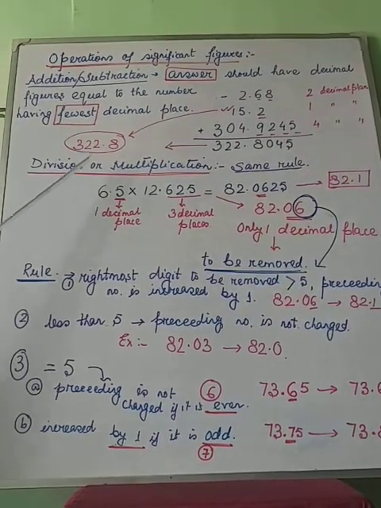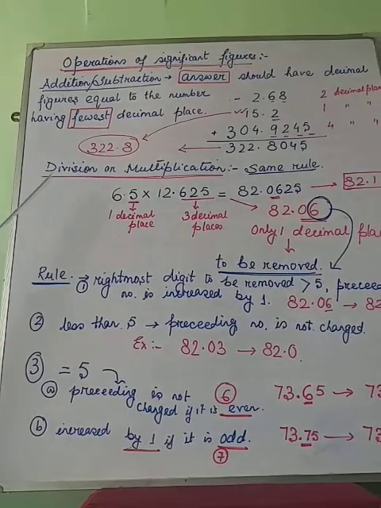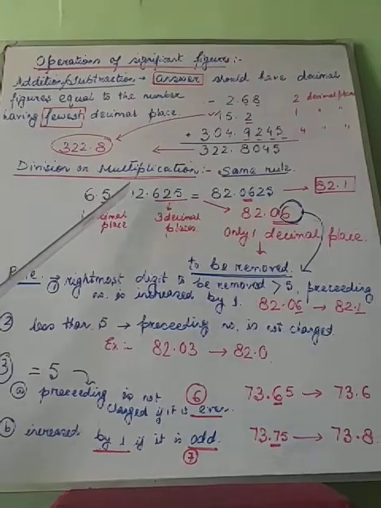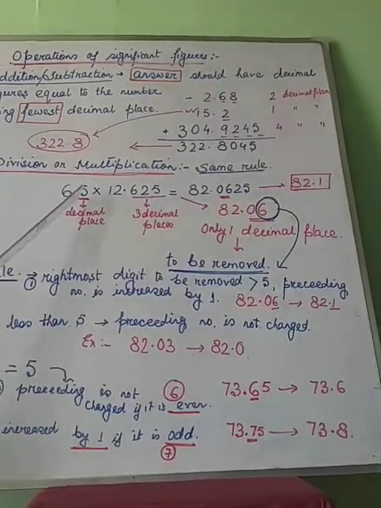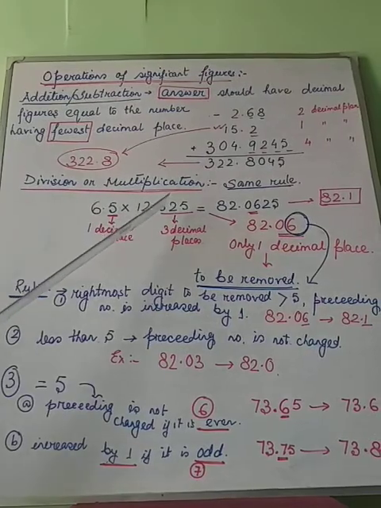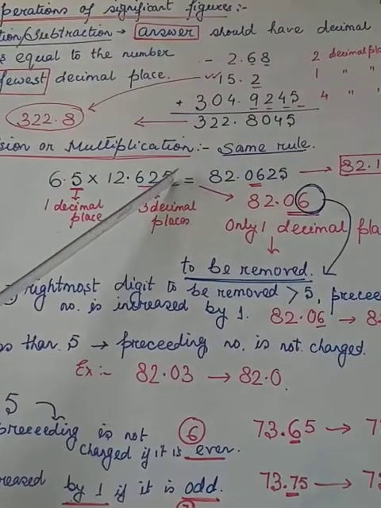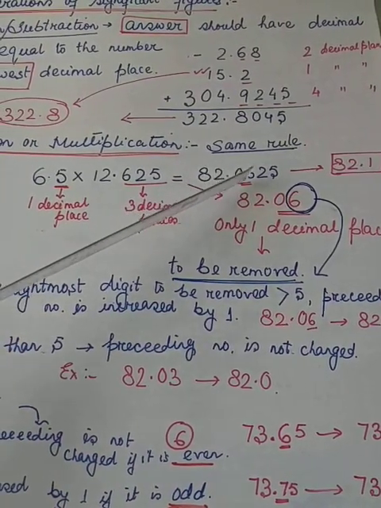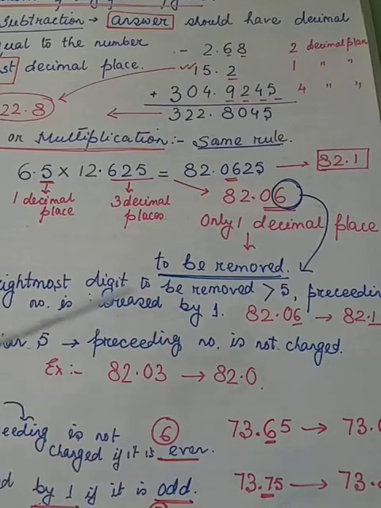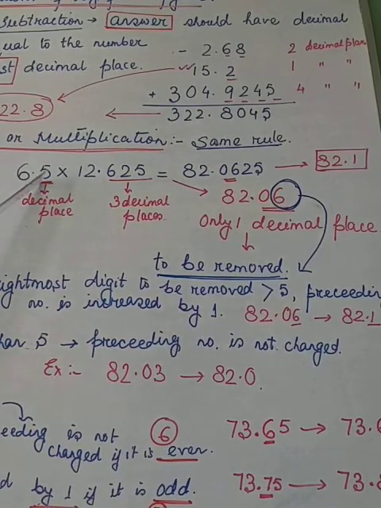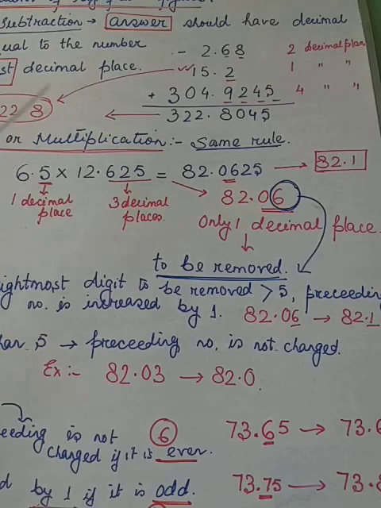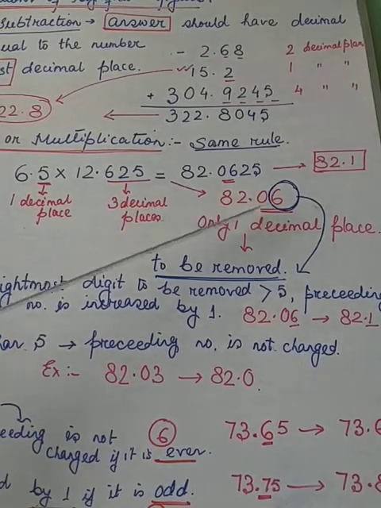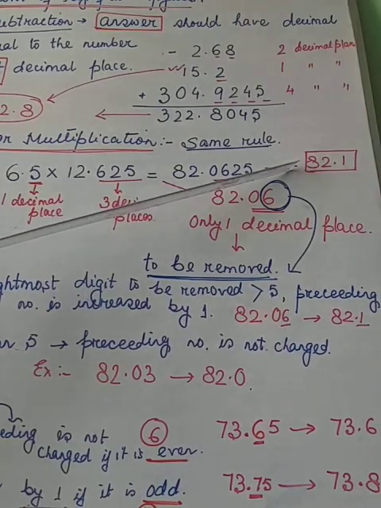For division and multiplication also exactly the same rules are to be applied. I have given one example, 6.5 into 12.625. I have 1 decimal place for this one, and we have 625, that is 3 decimal places, in the second number. The answer should be 82.0625. Again the same rule, that is one particular decimal place we need to take. So I should have taken 82.0, but the final answer I am showing is 82.1.